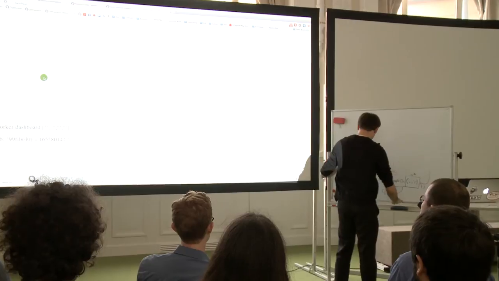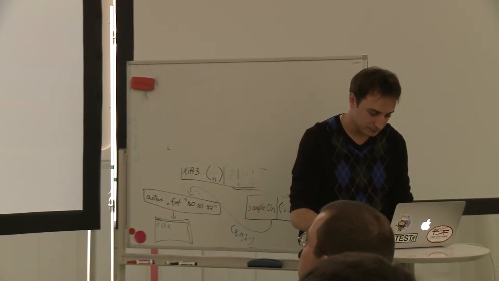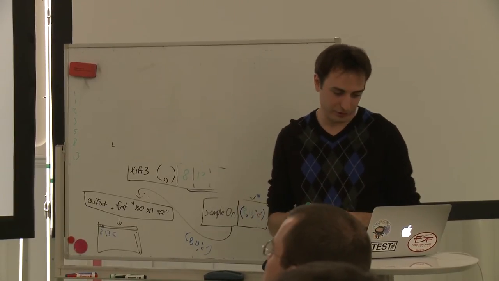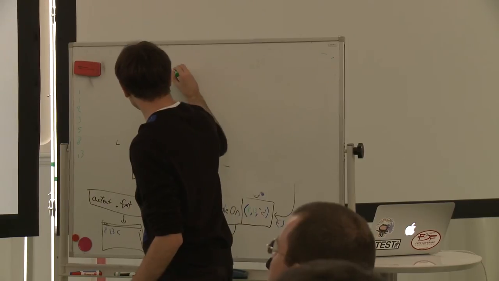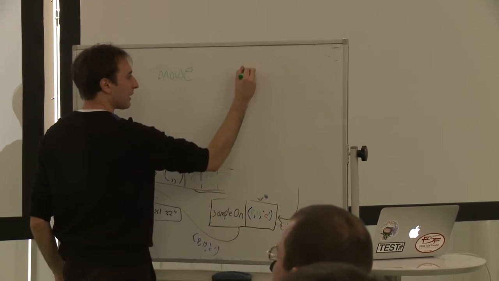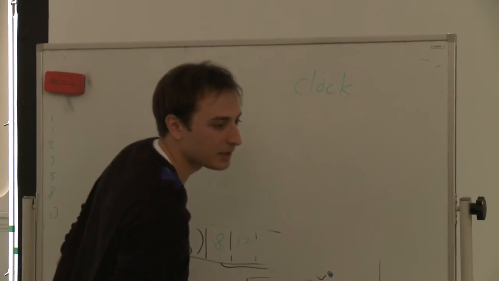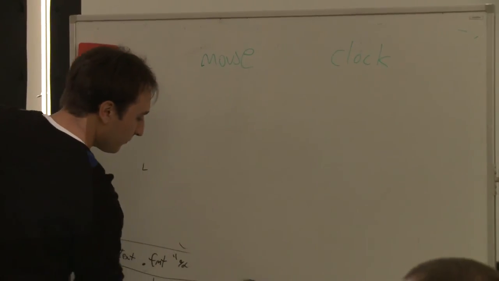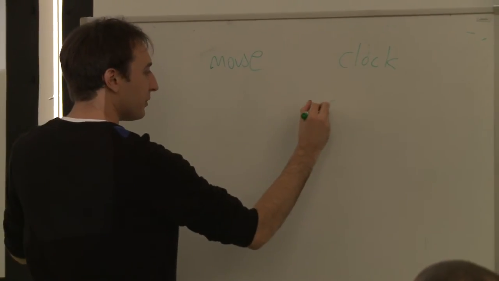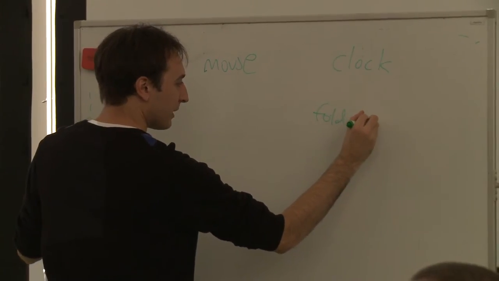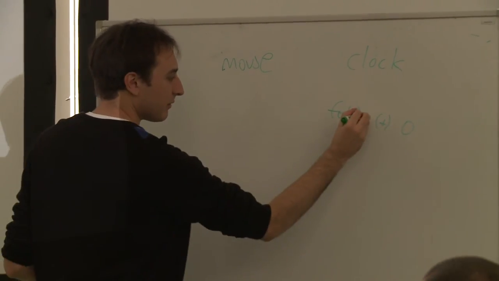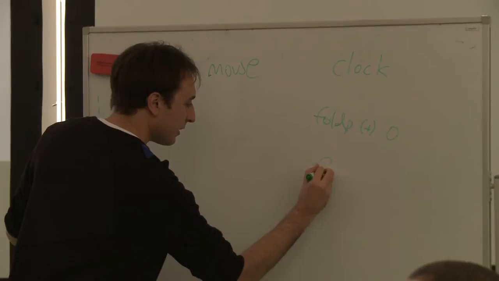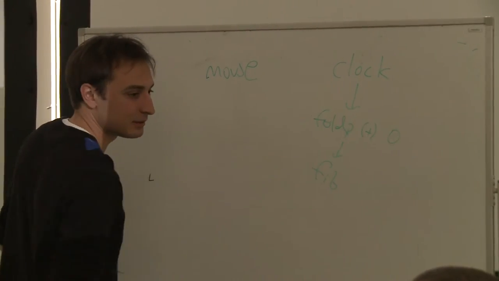And we'll look at the source code and see what got built up here. So I don't do any code generation from Haskell. This is just the JavaScript. But so we'll have mouse, clock, let's see. We'll fold over a counter, so like plus and zero, maybe. Then we'll take the Fibonacci of that counter value.